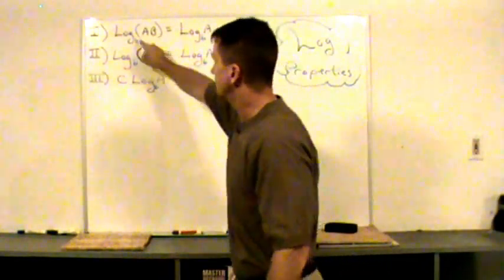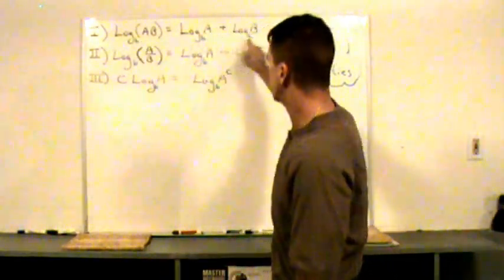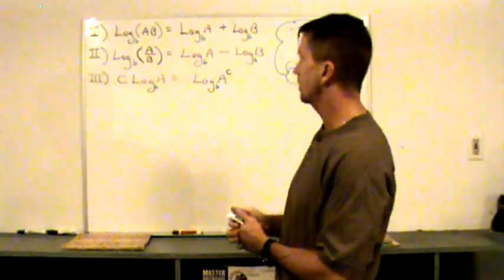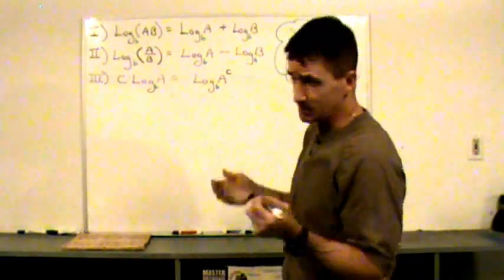What I mean is, if that's a base of 10, then this would have to be a base of 10, and this would have to be a base of 10. Okay? So I'm going to start out with an example.